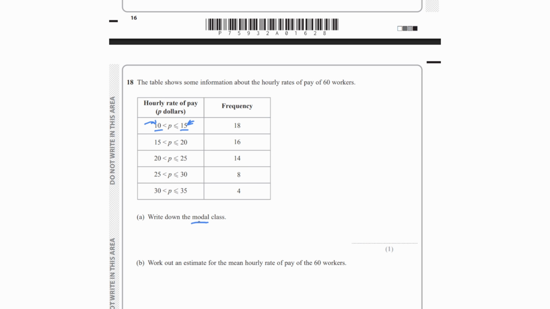So the mode, that's a common thing we need to know. That's the most common piece of data, or the most common class in this case. Well, 18 is the greatest frequency. So the modal class would be P is greater than 10, but less than or equal to $15.